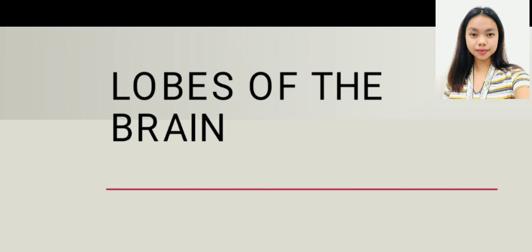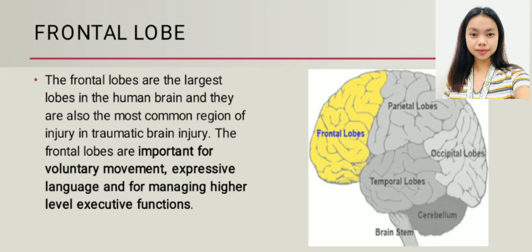Lobes of the brain. Frontal lobe. The frontal lobes are the largest lobes in the human brain and they are also the most common region of traumatic brain injury. The frontal lobes are important for voluntary movement, expressive language, and for managing higher level executive functions.